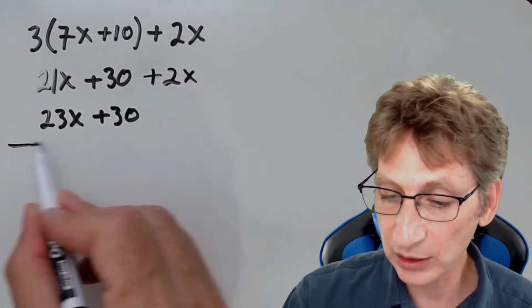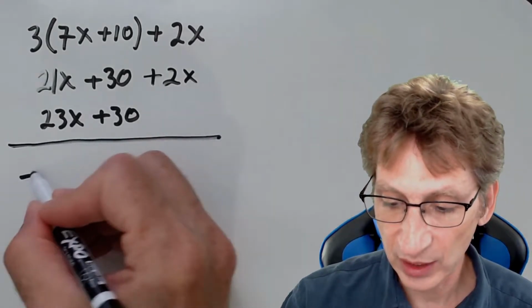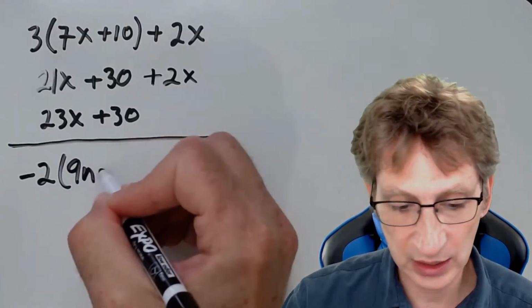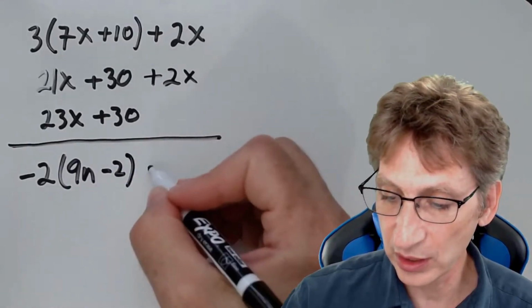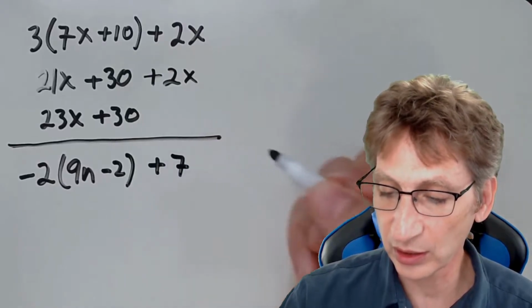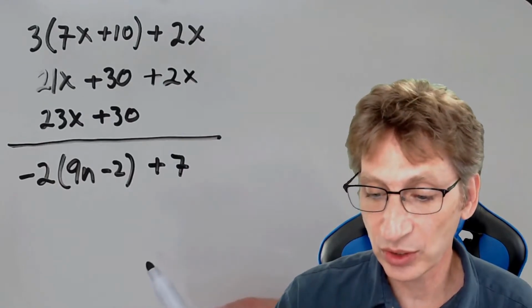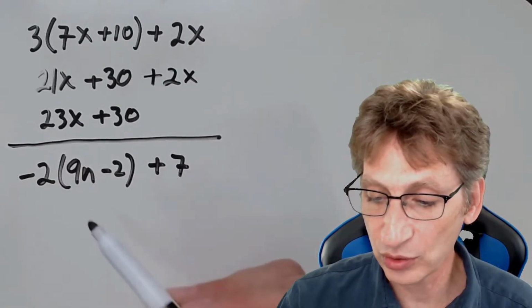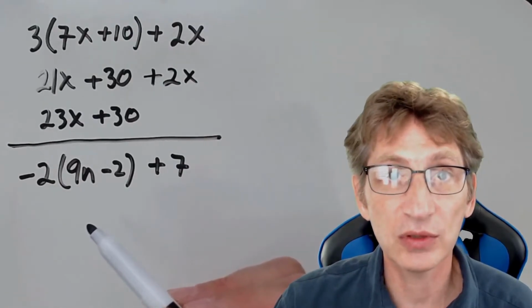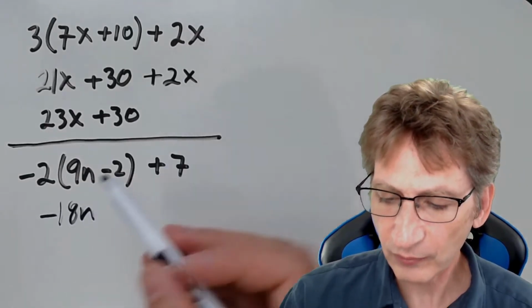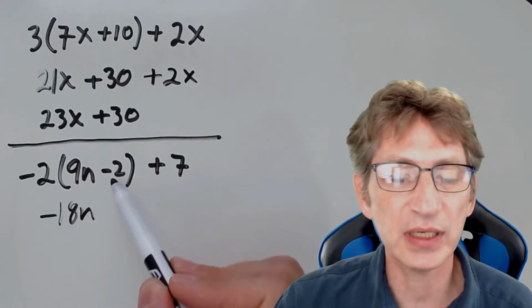Now things get a little more interesting when we have some negatives. If I have negative 2 times (9n minus 2), and then a plus 7 over here, we always need to take care of the parentheses first. So we use the distributive property, negative 2 times 9n. Negative 2 times 9n, negative 18n.